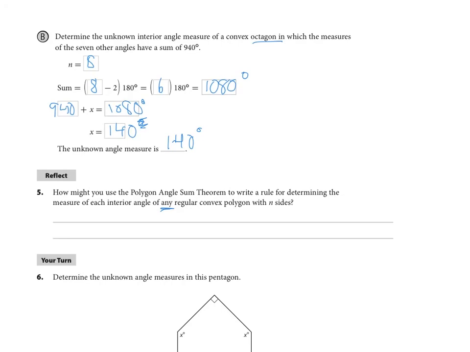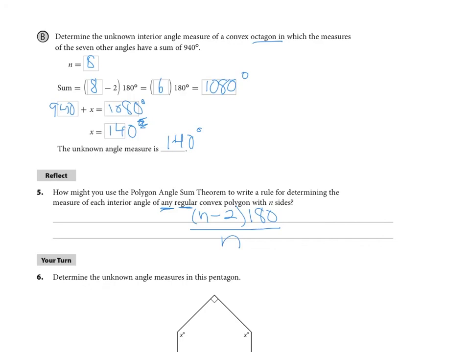We're going to still take our n minus 2 times 180 polygon angle sum theorem there, and that formula gives us the total number of degrees of all of the angles put together. And then remember, we are going to divide because it is a regular polygon, so we can say that each angle is going to be the same amount, but we may not know how many sides. We're saying that the number of sides is n, so we're simply going to divide that by n.